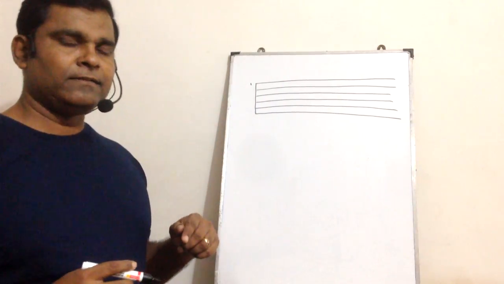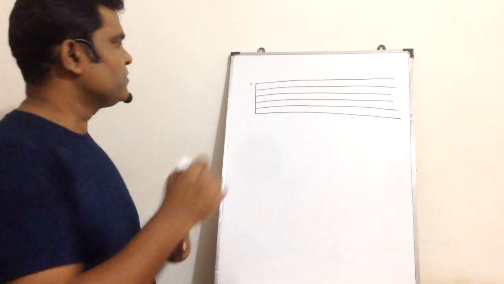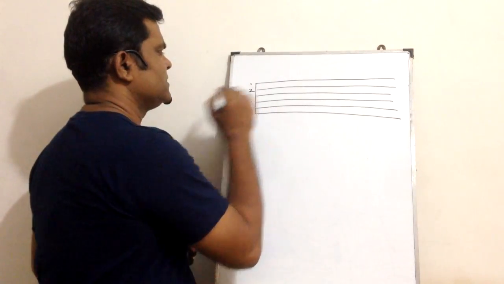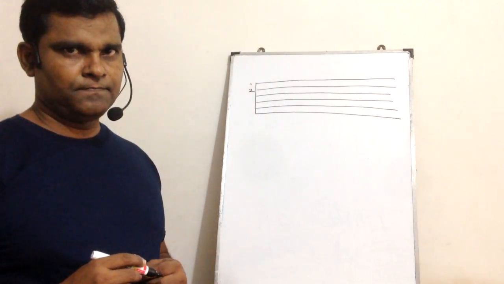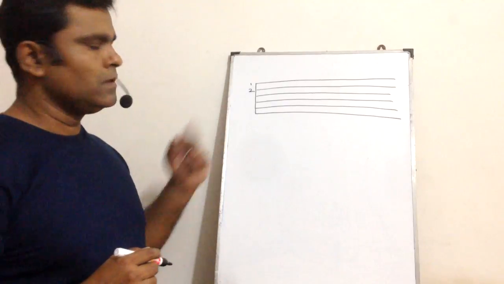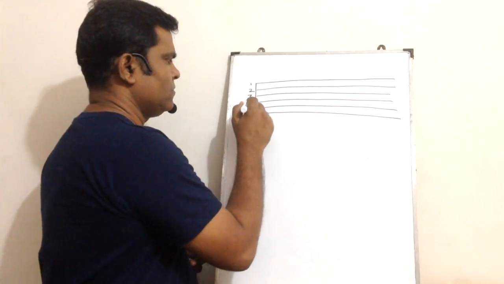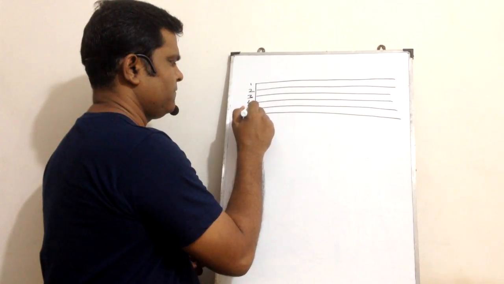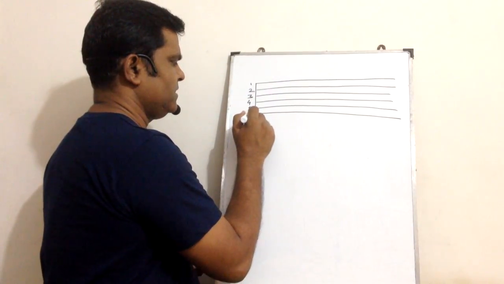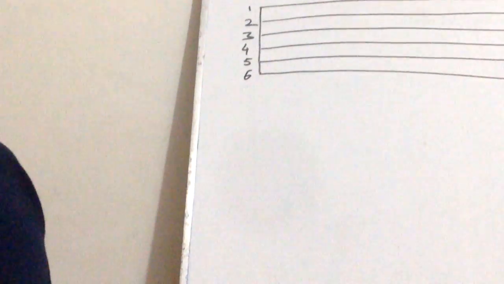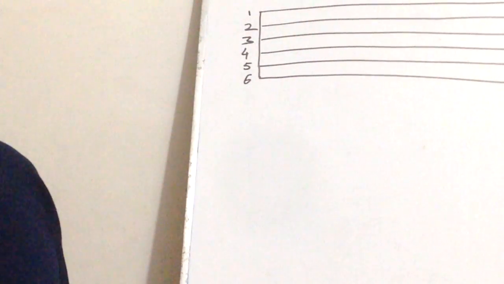The second line from the top represents the second string of the guitar. The third line, obviously, represents the third string. Fourth represents the fourth string. Fifth line represents the fifth string. Sixth line represents the sixth string.